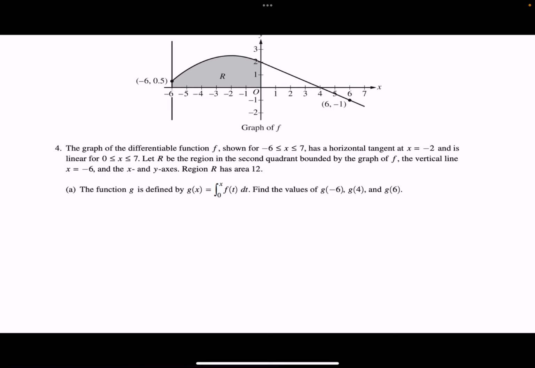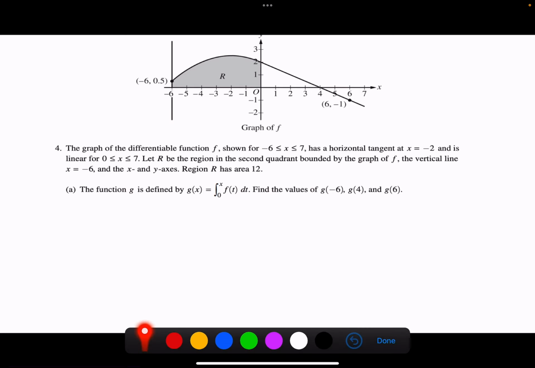The graph of the differentiable function f is shown for -6 ≤ x ≤ 7. This graph has a horizontal tangent at x = -2 and is linear for 0 ≤ x ≤ 7. Let R be the region in the second quadrant bounded by the graph of f, the vertical line x = -6, and the x and y axes. Region R has an area of 12, so I'm going to go ahead and write that.